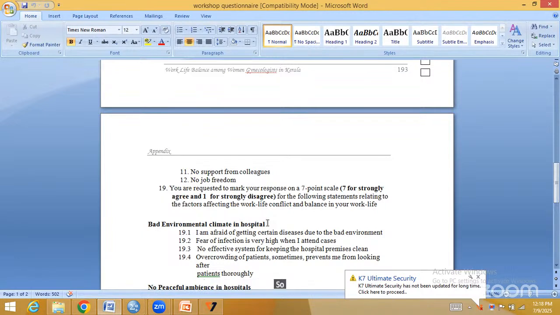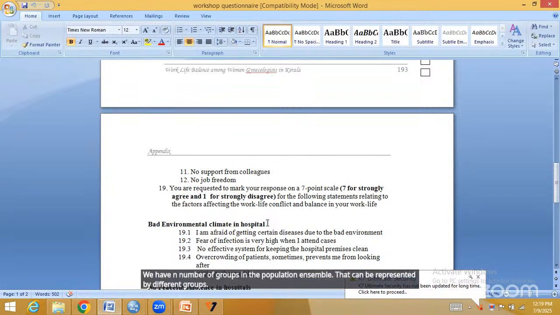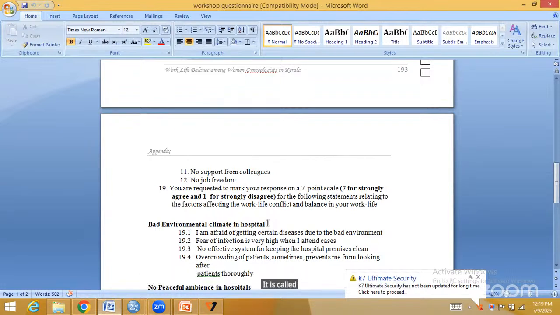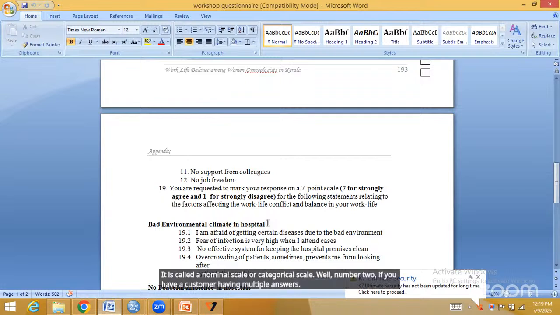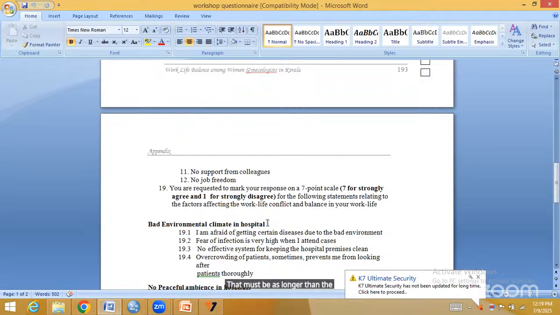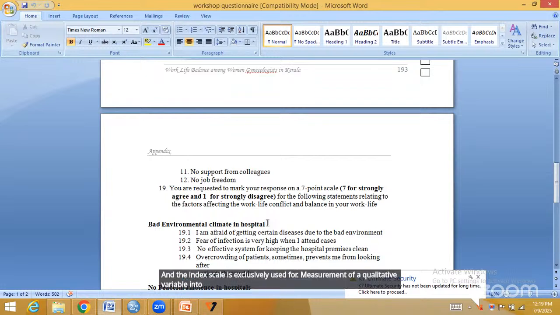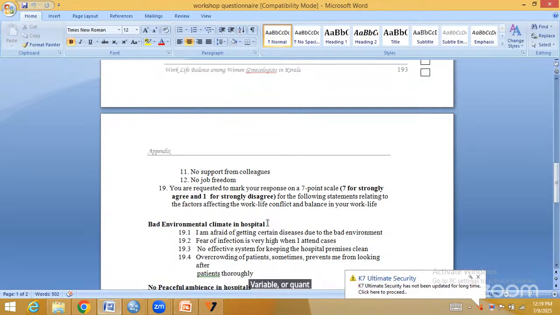So 4 scales I have explained. The first scale, nominal scale, otherwise called categorical scale. We have n number of groups in the population or sample that can be represented by different groups. Then it is called a nominal scale or categorical scale. Then number 2, if you have a question having multiple answers that must be ranked, then the scale used is ordinal ranking. And the interval scale is exclusively used for measurement of a qualitative variable into a numerically expressed variable or quantitative variable.